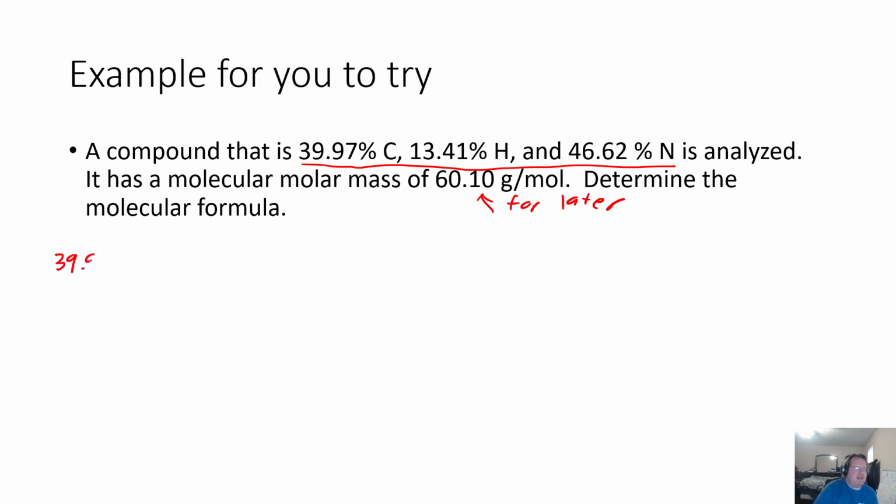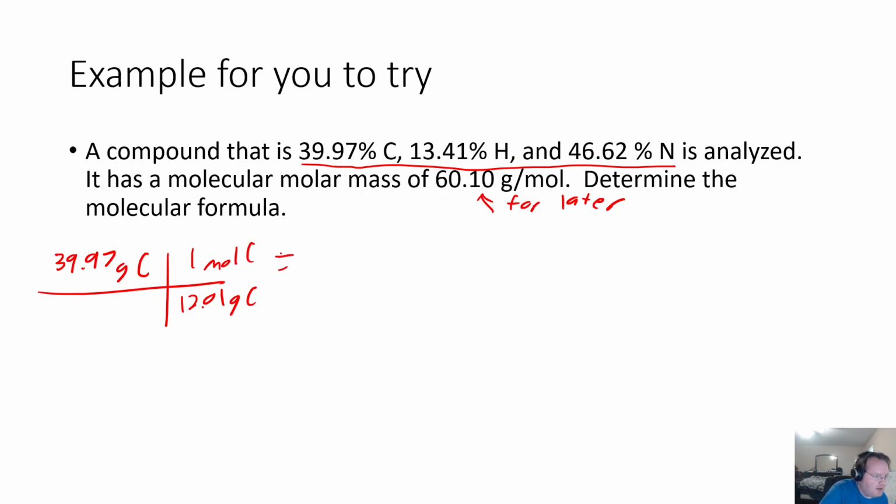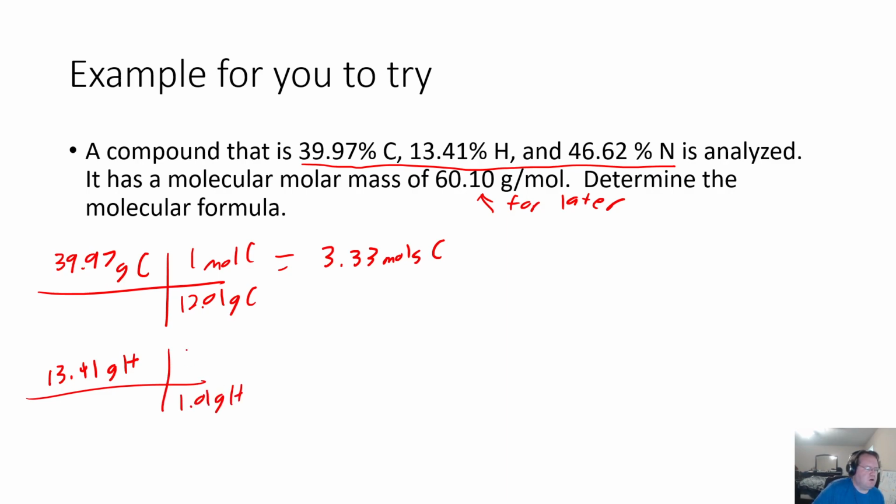So we've got 39.97 grams of carbon. We have 12.01 grams of carbon per 1 mole. So 39.97 divided by 12.01. That'll give 3.33 moles carbon. We then have 13.41 grams hydrogen, 1.01 grams hydrogen per 1 mole hydrogen. Won't change it a lot, but will a little bit. So let's calculate that. That'll be 13.28 moles hydrogen.